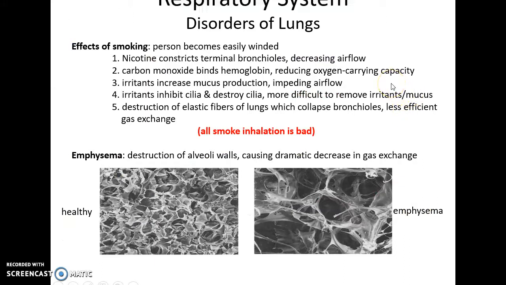Smoking is bad. Don't smoke. It can cause people to become easily winded because nicotine constricts the terminal bronchioles, decreasing airflow. Carbon monoxide replaces oxygen on hemoglobin in red blood cells. Irritants lead to more mucus production, which fills up the lumen. The irritants can also damage and destroy cilia, making it more difficult to move the irritants and mucus out, leading to coughing, and also can break down the elastic fibers of the lungs, which can cause bronchioles to collapse, leading to less efficient gas exchange. So all smoke is bad smoke, although some may be worse than others.